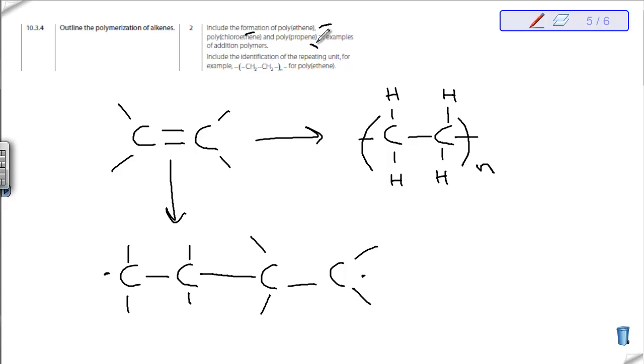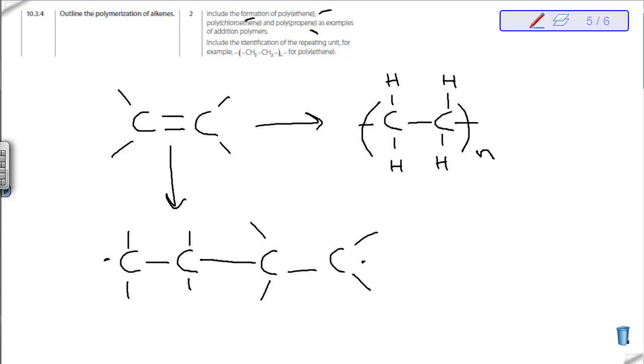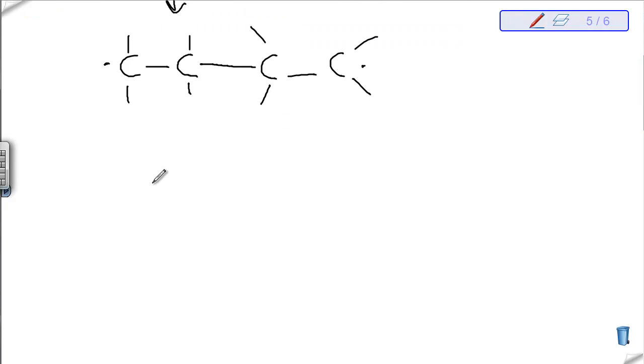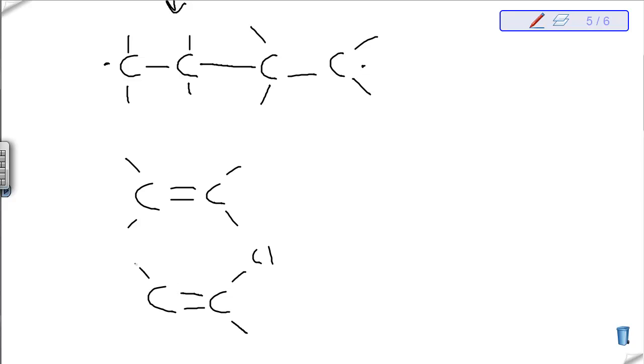Now you're going to be given a repeating pattern, and you're going to be asked to talk about how that was formed. So let's talk specifically about these three. We see polyethylene, polypropylene, and polychloroethene. So we'll start by drawing the three. Here's ethene. We've already drawn that one. We had chloroethene, which is simply ethene with one chlorine group. I'll draw it there for no other reason than that's an easy direction to draw it.